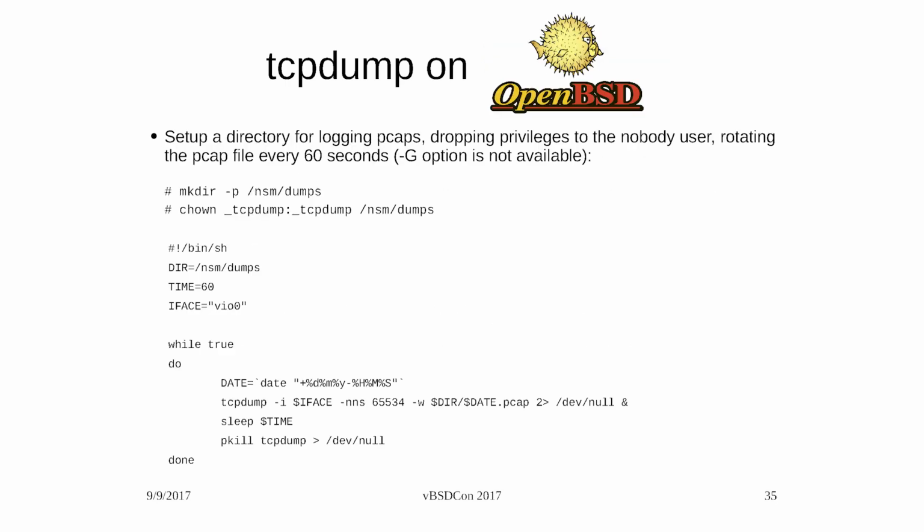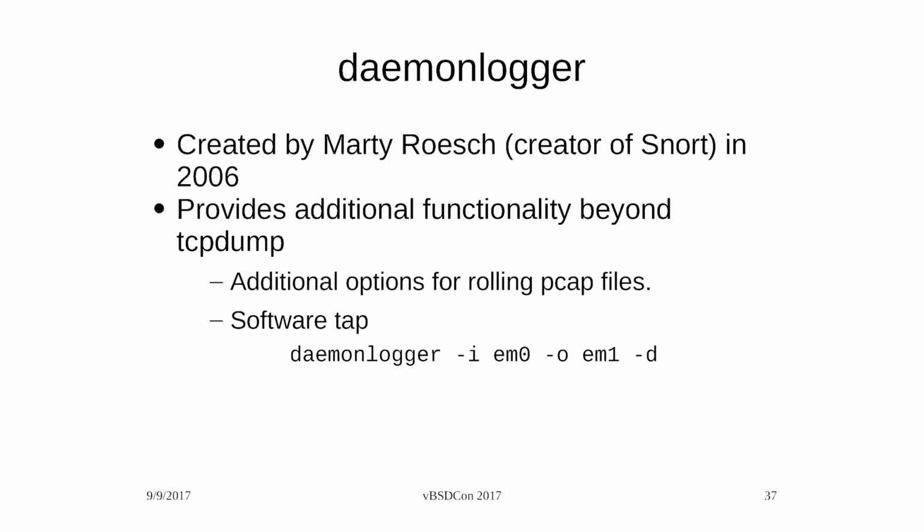Dragonfly is the same way. For both OpenBSD and NetBSD, they don't have that G option, so I just made a script that kind of does it. This does have some issues because there will be a time when you're doing the kill. But it was just a simple example of how you can start monitoring your network, start rolling PCAPs and having an idea what's going on.